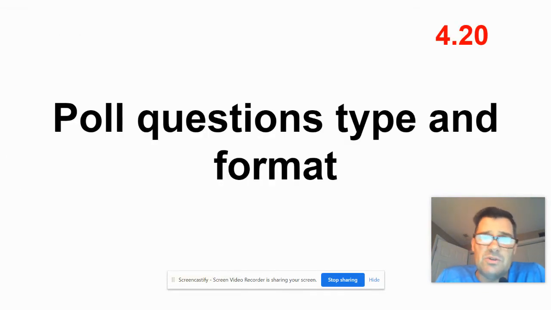All right, 4.20. This is the last card of this short lesson: poll question types and format. The questions matter, and the format of the question matters. Sometimes you can learn a lot more by how the question's asked, and sometimes you ask it a certain way and you're going to get a bit of a biased result. So that's something to keep in mind as well.